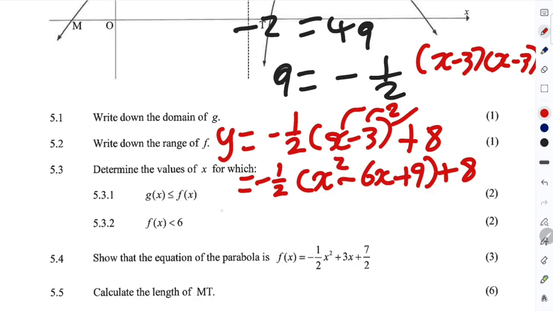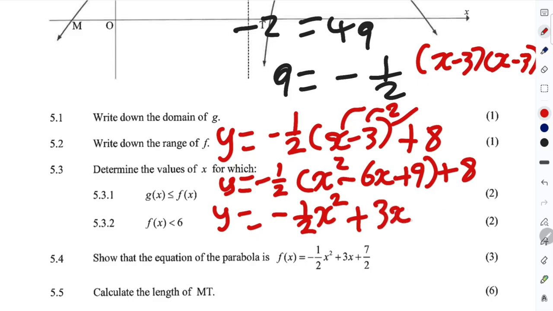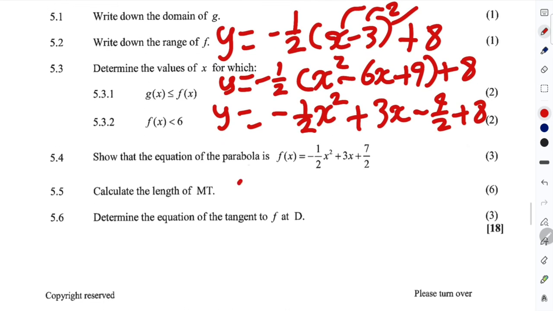plus 8. So y equals negative half times x squared, negative half x squared. Negative half times negative 6, negative times negative gives a positive half multiplied by 6, that's going to be 3x. And then negative half times positive 9 is negative 9 over 2, plus 8. Then for the last one, y equals negative half x squared plus 3x.